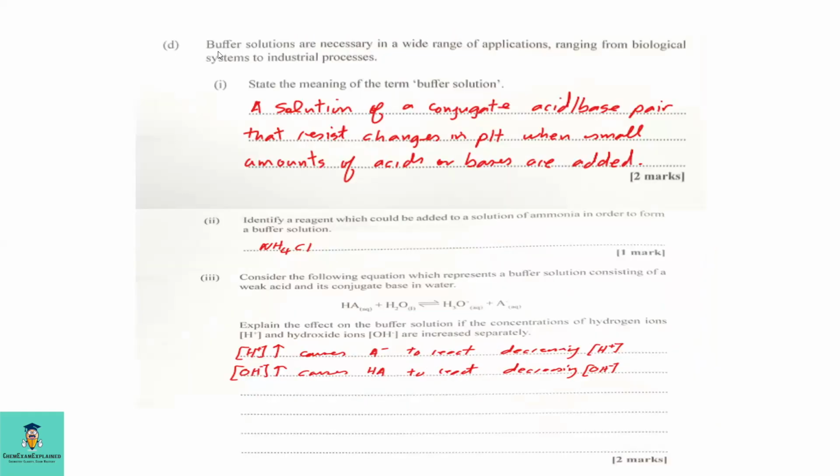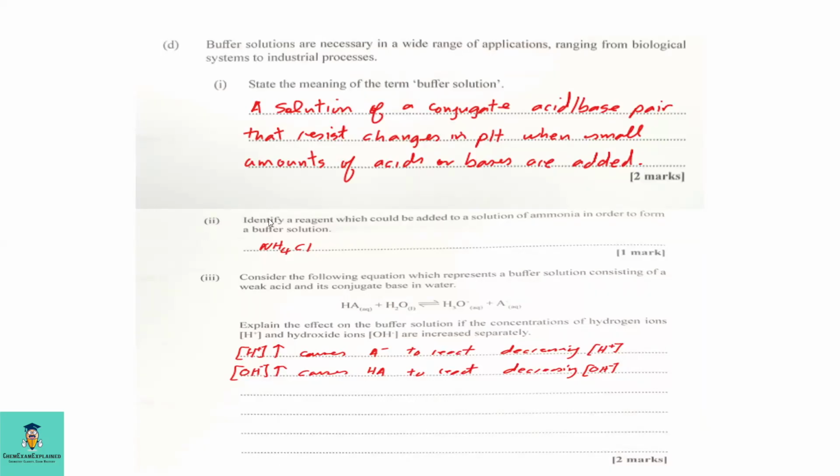2D. Buffer solutions are necessary in a wide range of applications, ranging from biological systems to industrial processes. Part 1. State the meaning of the term buffer solution. Now, a buffer solution is a solution of a conjugate acid-base pair that resists changes in pH when small amounts of acids or bases are added.